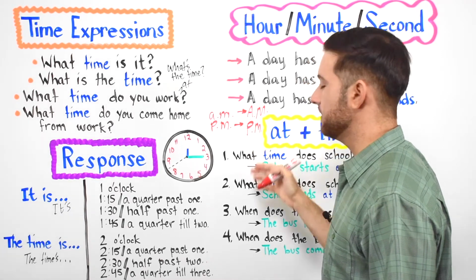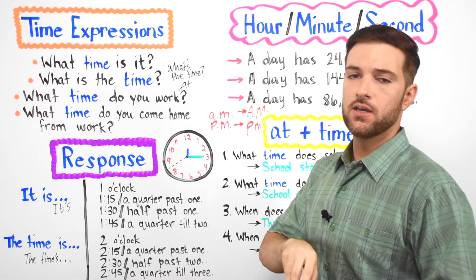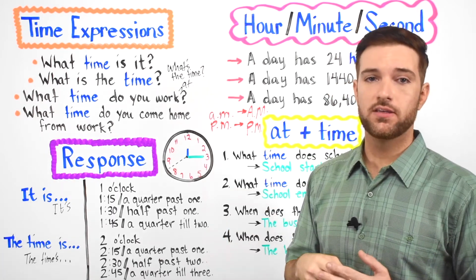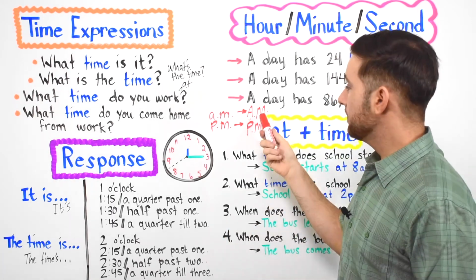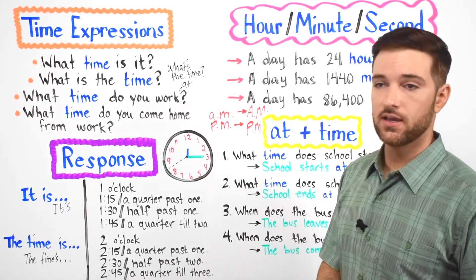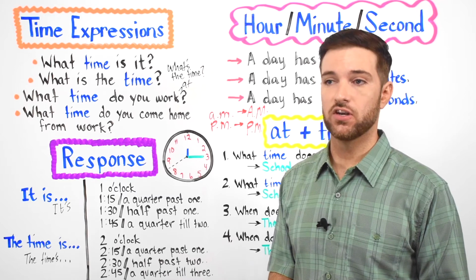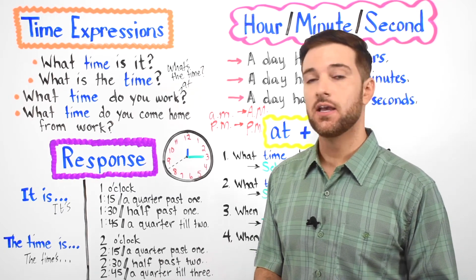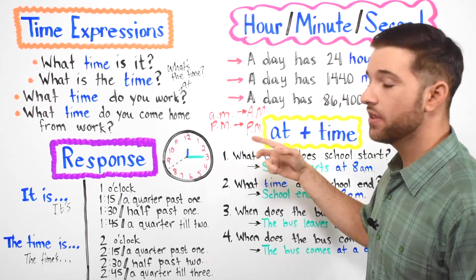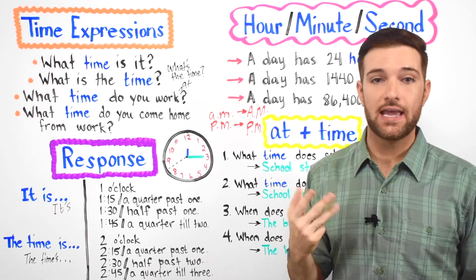Okay, AM and PM. These specify what part of the day you're talking about. AM refers to the morning, so anytime in the morning, like when you wake up after going to sleep the night prior. And PM refers to the afternoon, the evening, and the night.